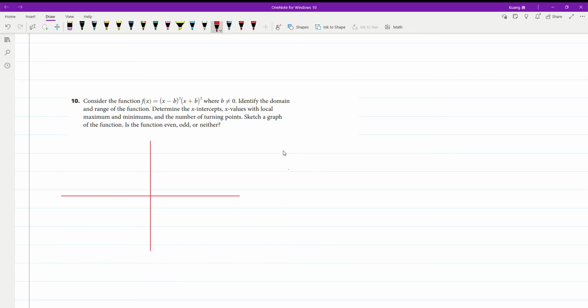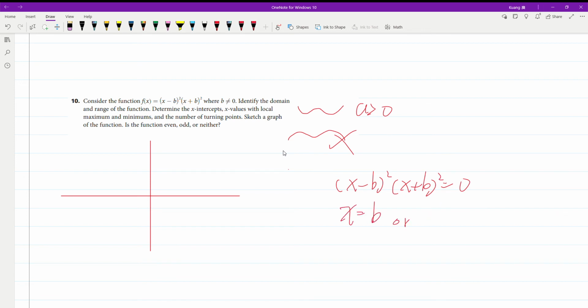So this is degree 4, so it could be an M or a W. The leading coefficient is 1, so greater than 0. So it must be this one, not this one. And the x-intercepts: (x - b)^2 (x + b)^2 equals 0 when x equals b or negative b. So I have two x-intercepts, one called (b, 0), the other called (-b, 0). These are the two x-intercepts of the function.